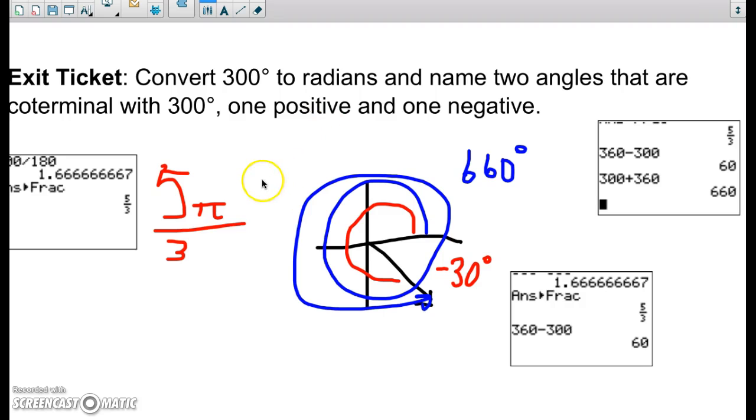Then it asked me to name 2 angles that are coterminal. For a positive one, I could just add 360, and I get a 660-degree angle, which would be coterminal. Or for a negative one, 360 minus 300 is 60. Oops, this is a mistake here. To go this way, this would be a negative 60-degree angle. So negative 60 degrees is coterminal with 300.